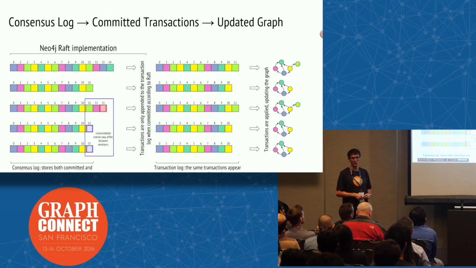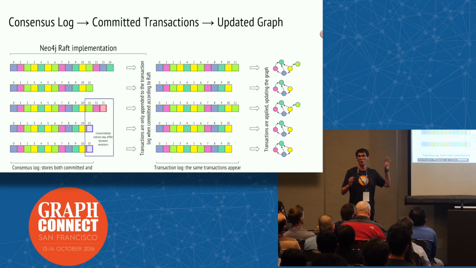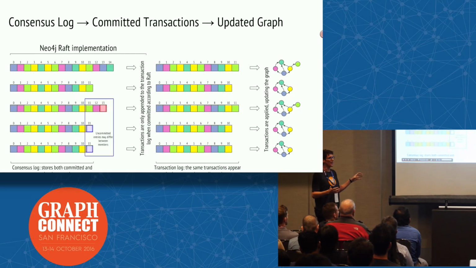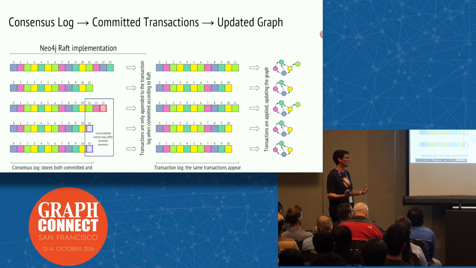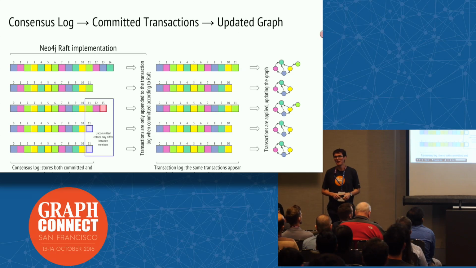Well, we've got a picture to explain. It's a little bit complicated, but I'll go slowly. Try to get through this. So we're going to start on the left, and we've got data coming in that we want to commit in Neo4j. Each of these coloured squares is a transaction that potentially might get committed. And the part on the left, where it says Neo4j Raft implementation, that's the part where we use the Raft protocol to manage that part of the system.